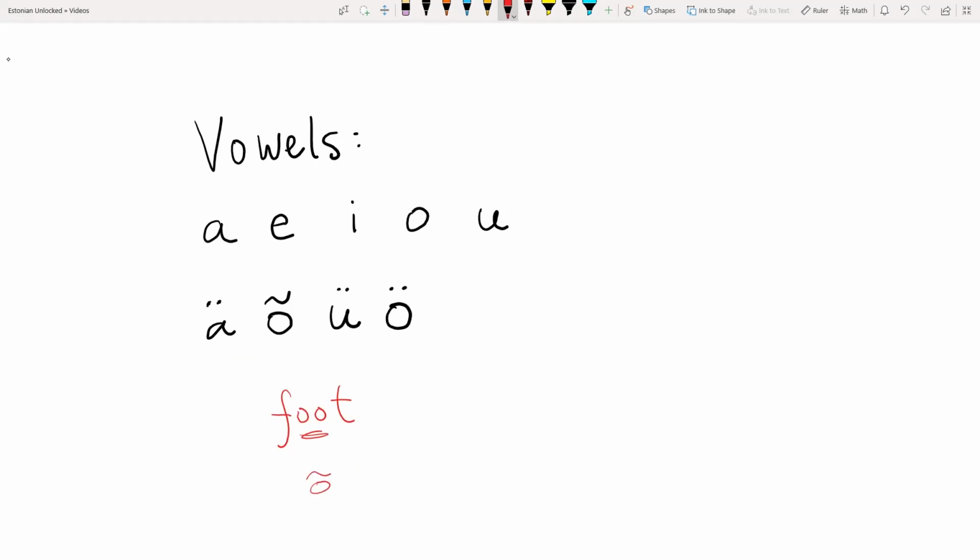Another way that I've heard people talk about it is this squiggly line on the top. You can kind of think of it as like a little hand that's punching you in the gut. And so if you get punched in the gut, you're like, ugh, ugh. And that's a similar sound to what we're going for here. Foot, that sound. So these first two vowels are pretty easy.